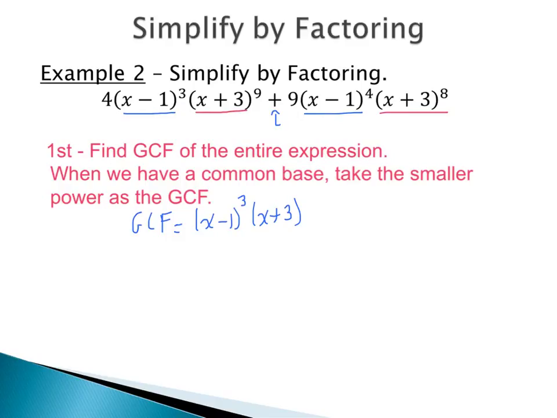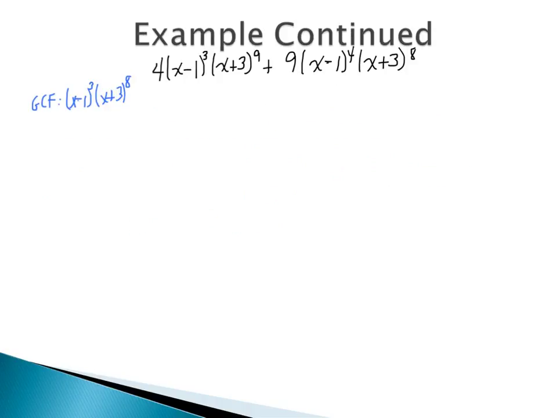So we're going to be taking out an x plus 3 to the eighth, since that is our smaller power. Once we identify what our greatest common factor is, we do want to factor that out. And remember, when we factor it out, we want to divide the greatest common factor by each part. You can do this in your head if you want to, but I'm going to show the division so that we can see what the simplified form looks like.